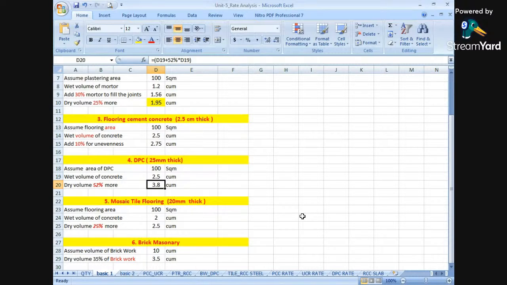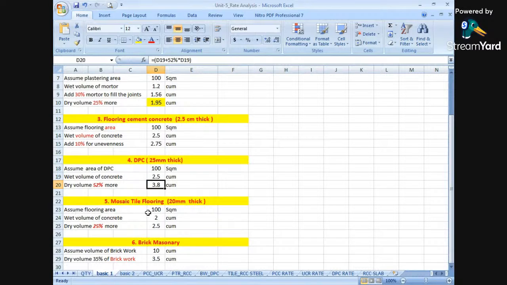Same, serial number 5, you can see while calculating the quantity of mosaic tile flooring. If you are finding out the mosaic tile flooring having a thickness of 20 mm, that is 20 thick. So again for mosaic tile flooring we have to cover an area of 100 square meters. As per IS 1200, the mode of measurement for mosaic tile flooring is in square meters. The thickness given in the bracket, we have to consider as 20 thick.